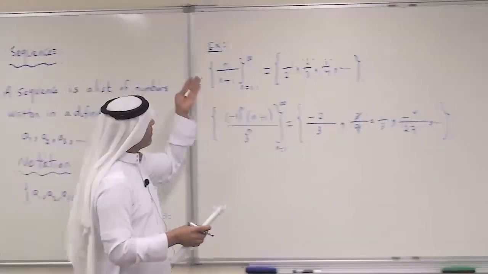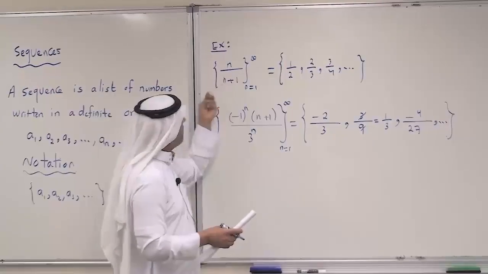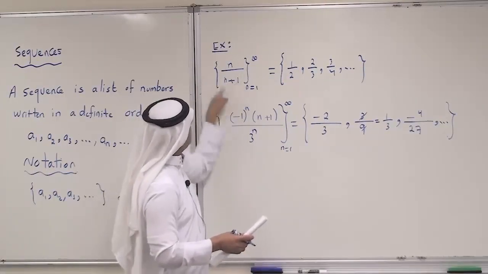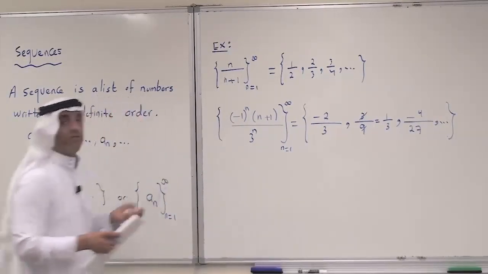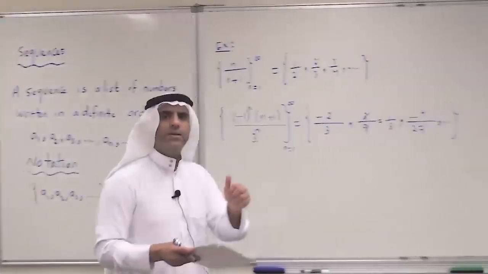So this is how to move from one notation to the other, and how to find some few terms of a sequence given its nth term. This is called the nth term of the sequence, or the formula for the nth term of the sequence. Okay. What about the other way around?